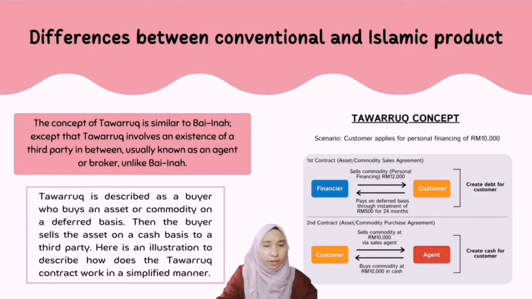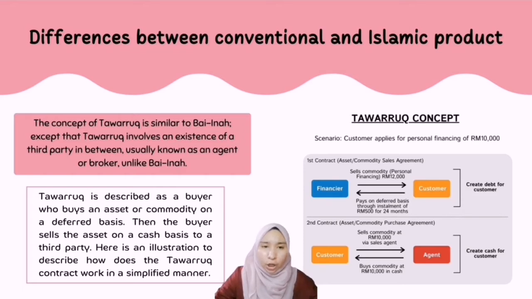In summary, the total financing amount that the customer will receive is 10,000, similar to the bai'inah concept. The additional 2,000 from the 12,000 deferred payment is the profit earned by the financier. The tawarruh concept is considered complete when the customer purchases a commodity from the financier and then sells the commodity to a third party agent to obtain 10,000 in cash. In more detail, the first contract under tawarruh is called murabaha, where the cost plus profit is made known to the customer. For example, the customer is aware of the profit made by the financier.